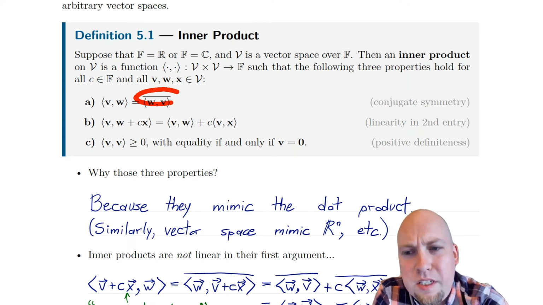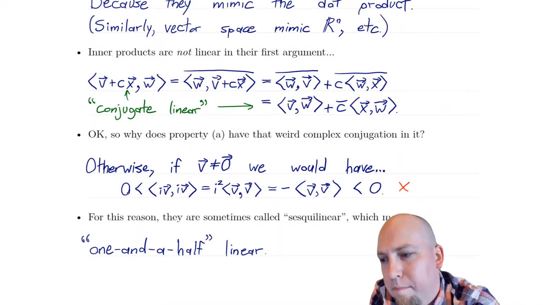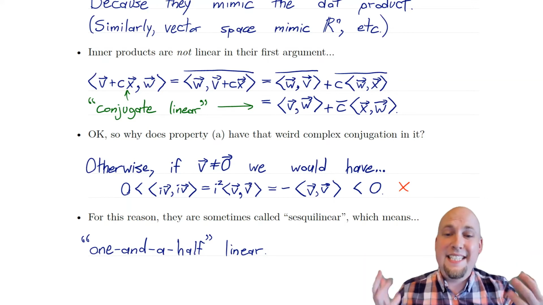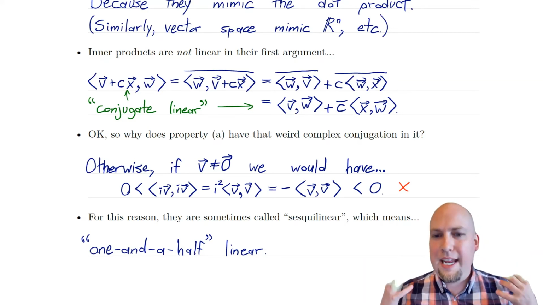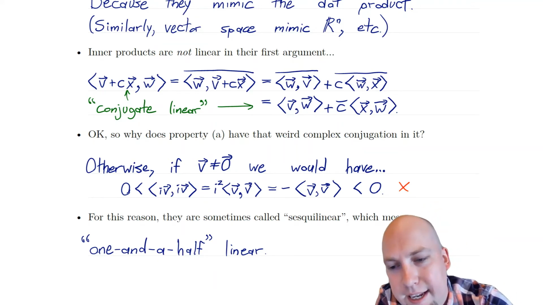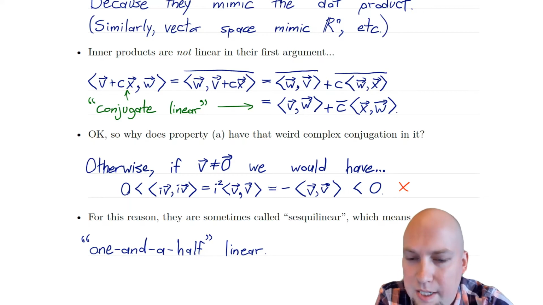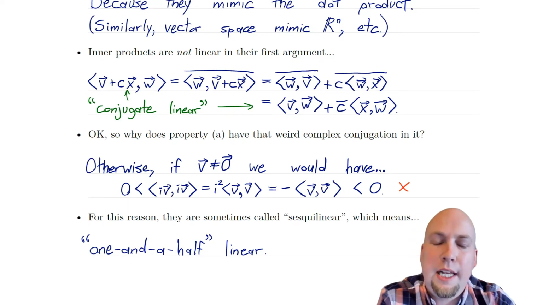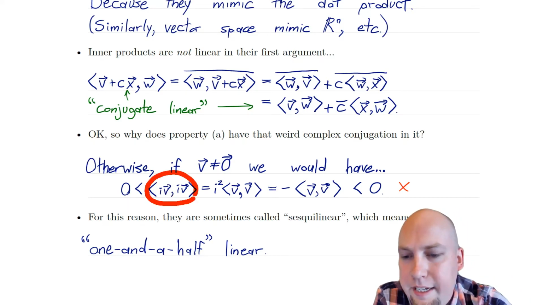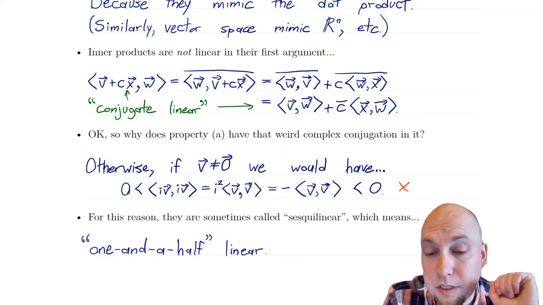So why did we throw this weird complex conjugate over top here? Where does that come from? Okay, well, think about what would happen if we didn't have that there. Plug in any non-zero vector into your inner product, and what you're going to get is the inner product of a non-zero vector with a non-zero vector, that's got to be bigger than 0, okay? So I just took whatever non-zero vector I like and multiplied it by i, and then here I use property C to see that this is strictly bigger than 0.